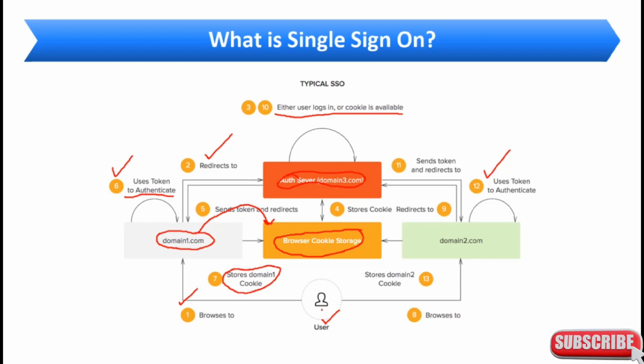Let's give the cookies to the browser cookie storage, and this authentication server verifies that, okay, this is vSecure and I have the vSecure's credentials. And this authentication server then tells this domain that, okay, just trust me, I know this is vSecure, so please allow him to log into your website. And the domain says, okay, no problem, there is no issue. And the domain then uses the token to authenticate, and finally the user gets logged in to the website. This is how single sign-on works.